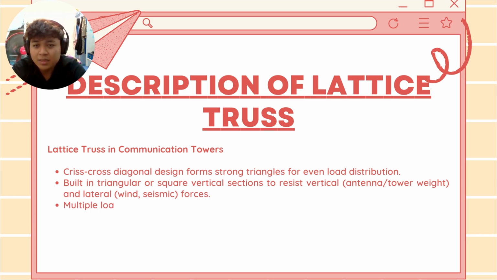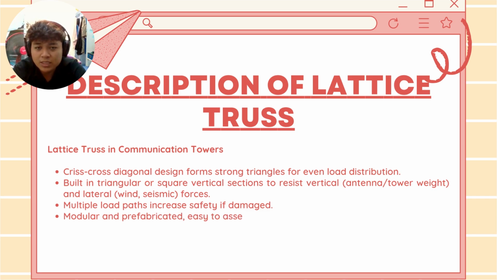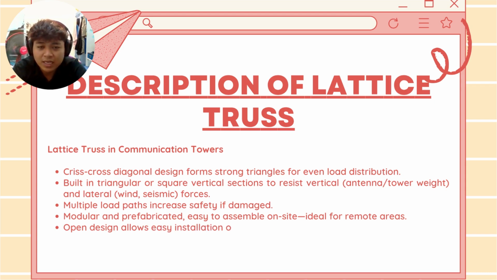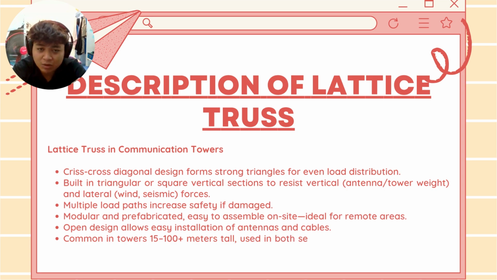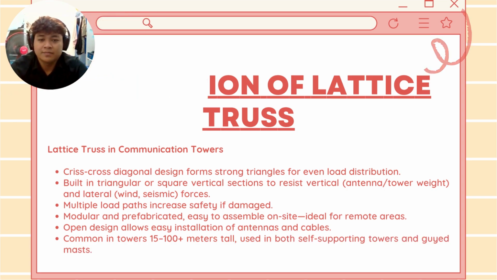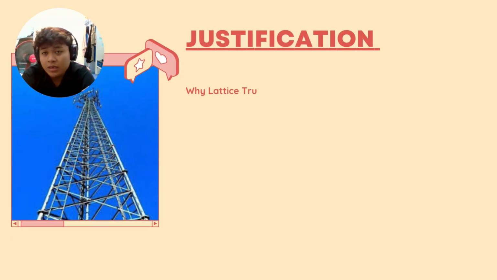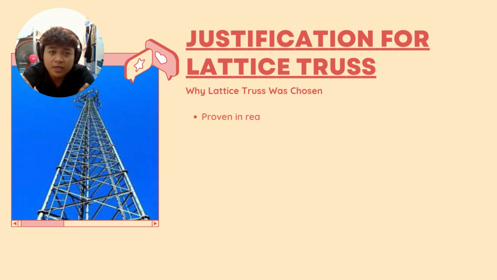Next, multiple load paths increase safety if damaged. Next, it is modular and prefabricated, easy to assemble on site, ideal for remote areas. Next, the open design allows easy installation of antennas and cables. The last one is that it is common in towers 15 to 100 plus meters tall, used in both self-supporting towers and guyed masts.